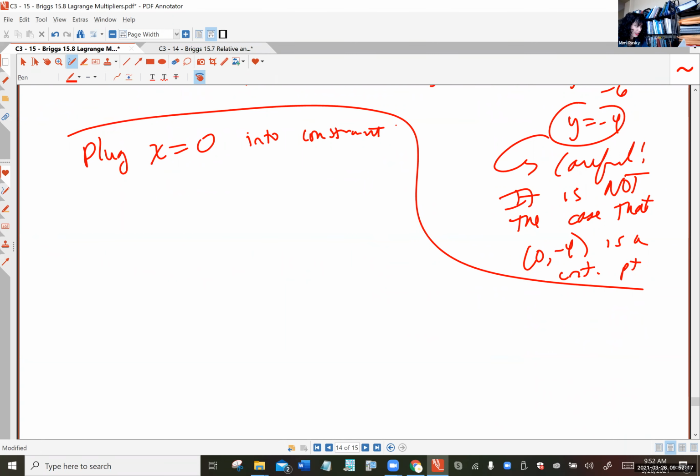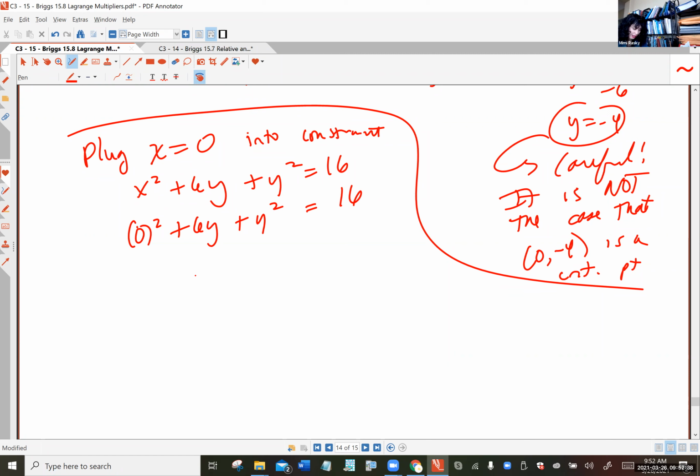Okay, well, what's the constraint? I forget. The constraint was x squared plus 6y plus y squared equals 16. If you plug x equals 0 into this, what do I get? Oh man, I get a quadratic equation.